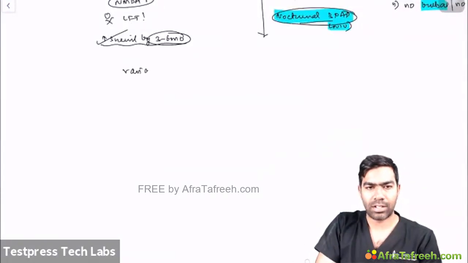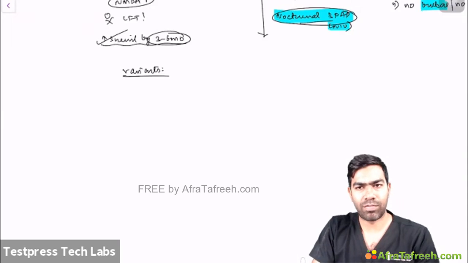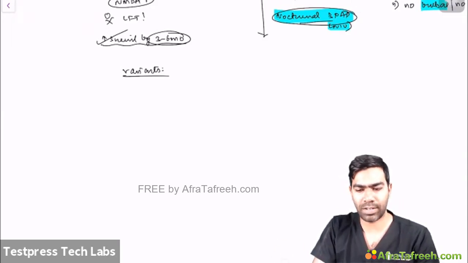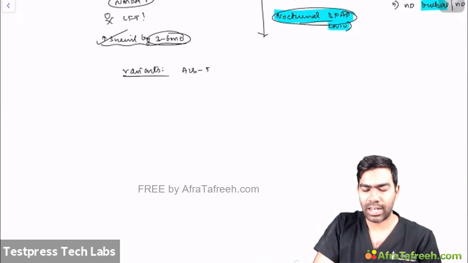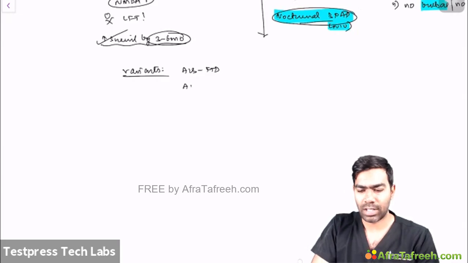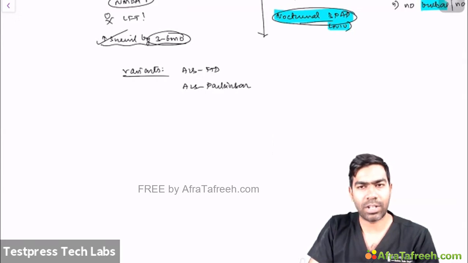And there are some variants of ALS. I'm not talking about the motor variant. We are talking about the dementia variant. For example, there is ALS FTD complex. That is a frontotemporal dementia complex. Then ALS Parkinson complex is there. So which means ALS can be associated with Parkinson disease also.